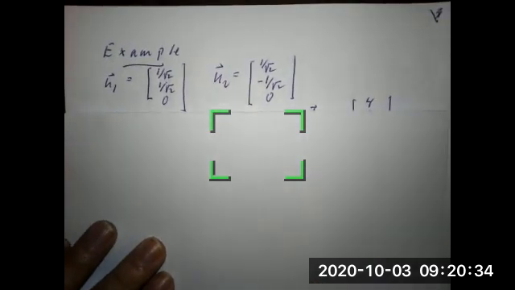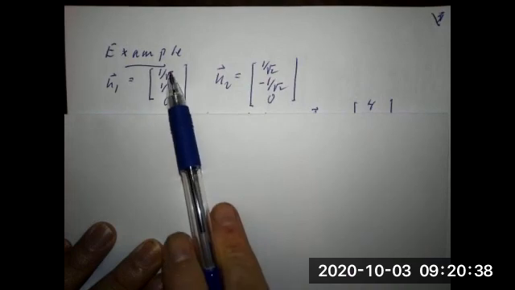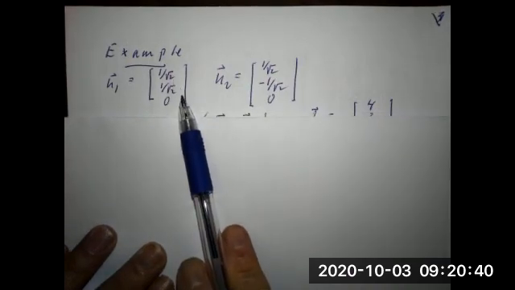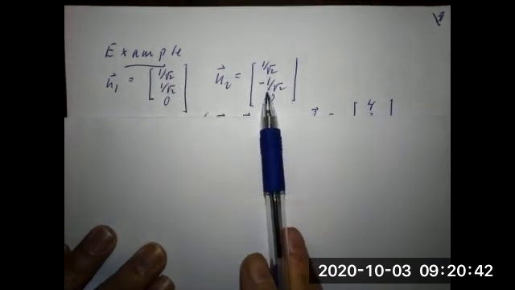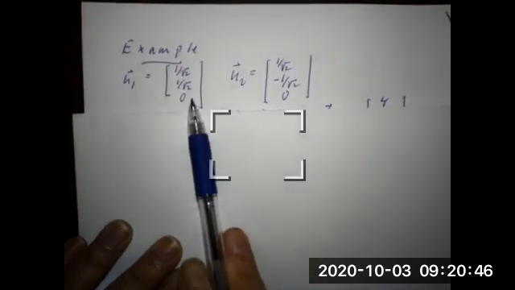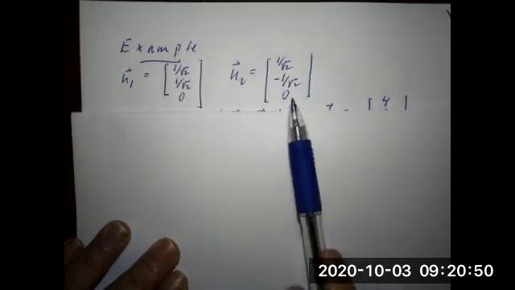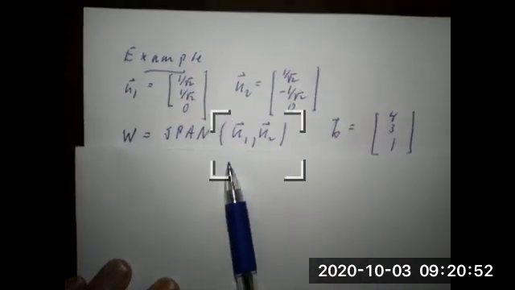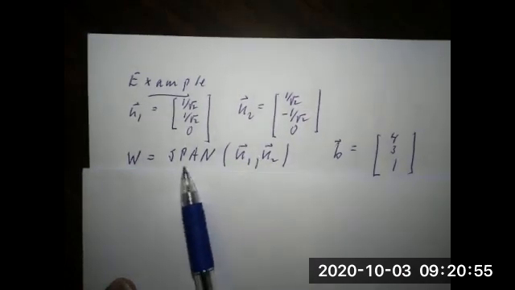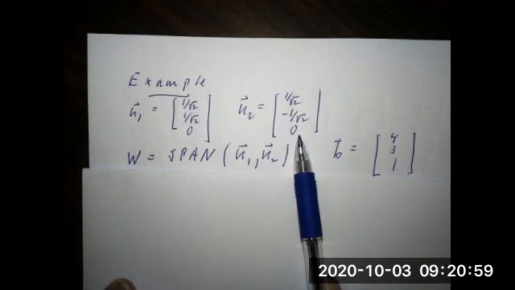So we're looking in three-dimensional space. I'm going to look at two vectors, U1 is 1 over root 2, 1 over root 2, 0, and U2 is 1 over root 2, minus 1 over root 2, and 0. Now these vectors are clearly orthogonal. They are also unit vectors. So they form an orthonormal basis for a plane.